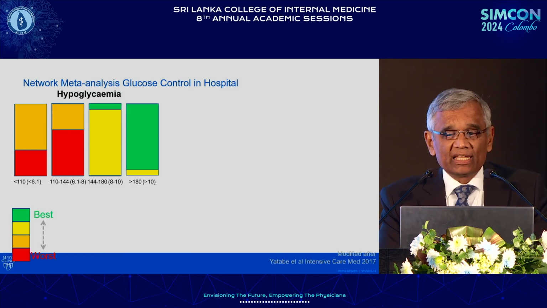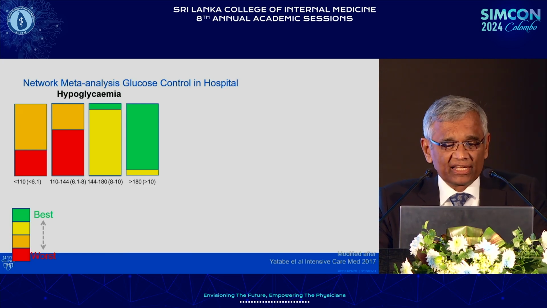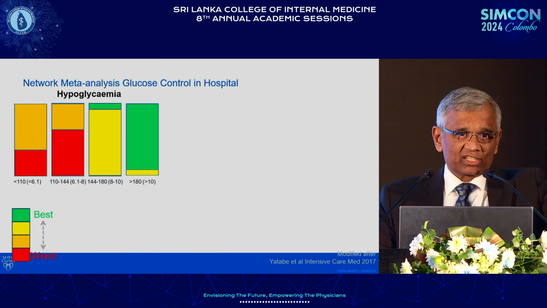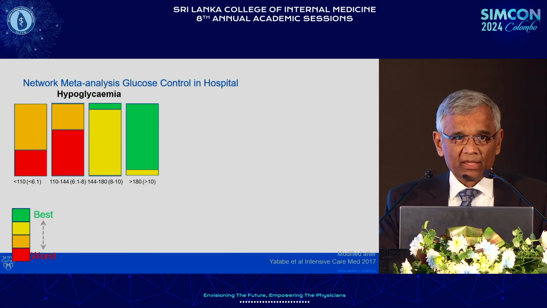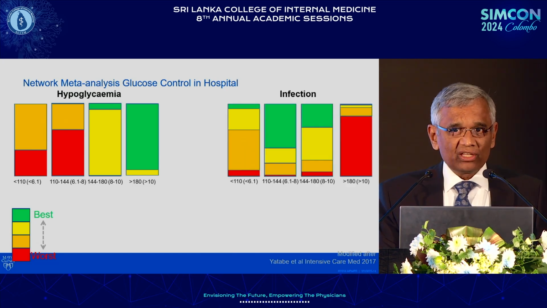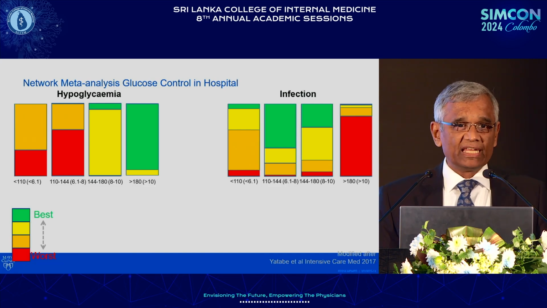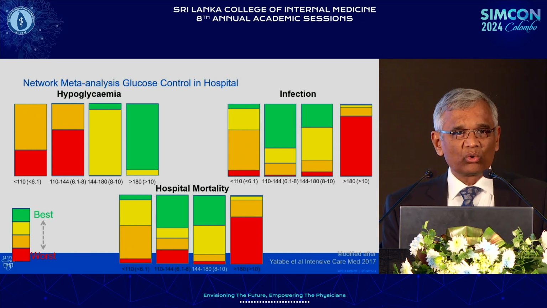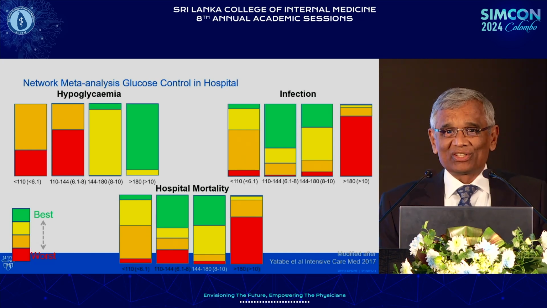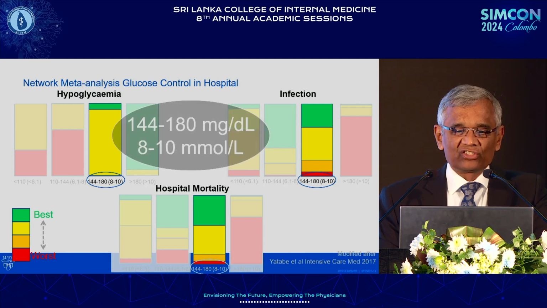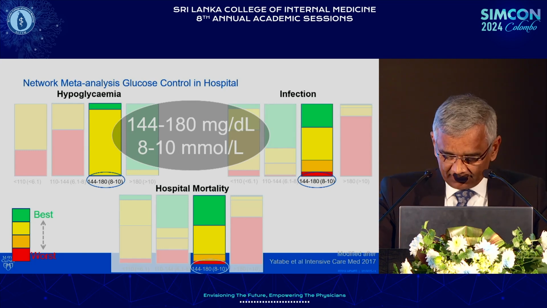This is a network meta-analysis of various studies conducted in this area, and as you can see that there is higher chances of hypoglycemia if the target glucose is less than 140 milligram per deciliter. The least chances when target glucose is more than 180, of course. This is about infection. The risk of infection is higher if target glucose is above 180 milligram per deciliter. And this is about hospital mortality. Hospital mortality is lowest when targeted glucose concentration is between 140 to 180 milligram per deciliter. And that happens to be the sweet spot. And that is the reason why the hospital target glucose is 140 to 180 milligram per deciliter.